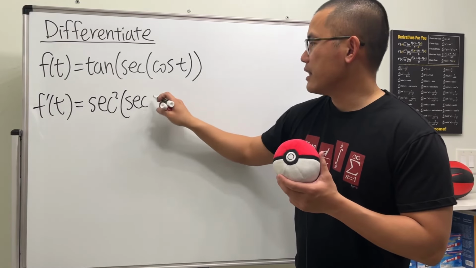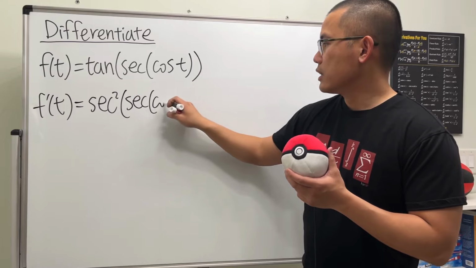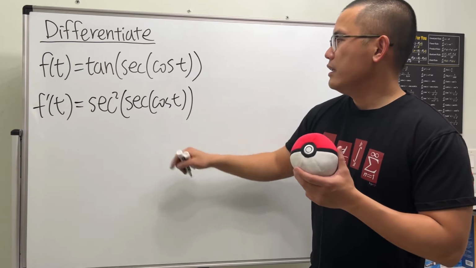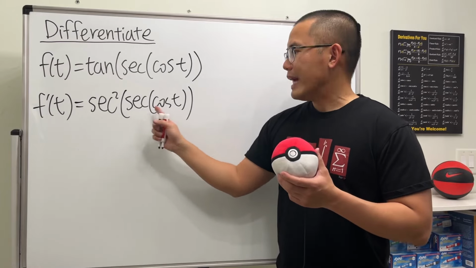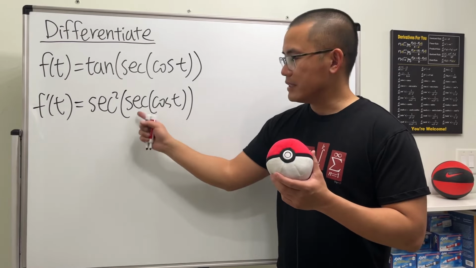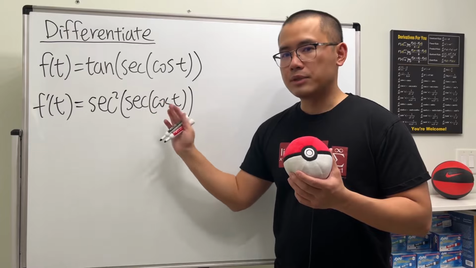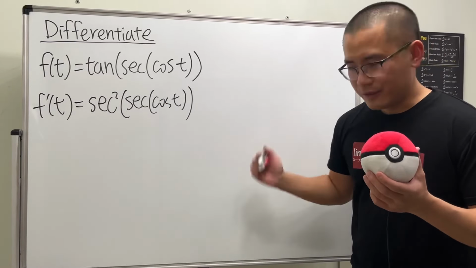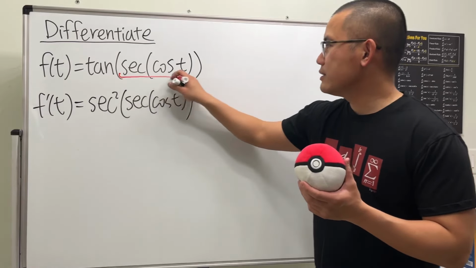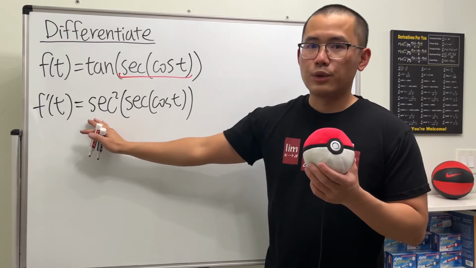Here we have the secant of cosine t. And keep in mind, the cosine t is inside of the secant, so they do not cancel out. This is the input of secant. It's not secant t times cosine t, alright? So just keep it as it is. Alright, what's next? Of course, chain rule, inside, right? Just forget about this because we did it already.